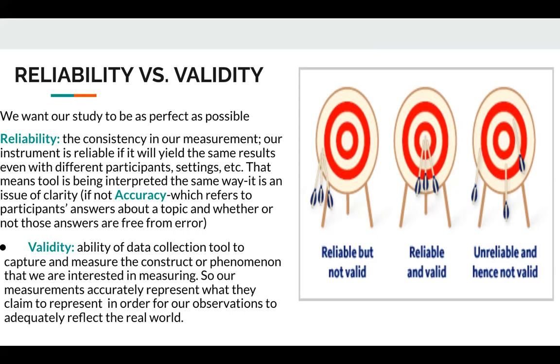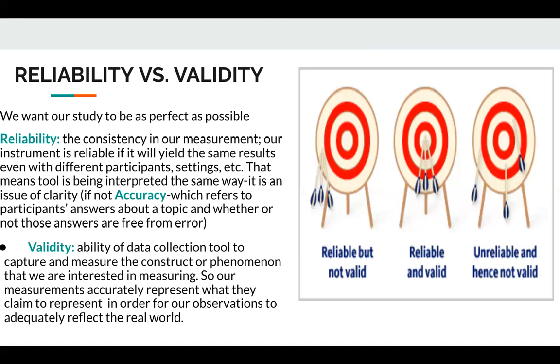So if this is confusing to you, I feel like the best way to remember it is this little image here. What is this? Like darts or arrows, right? Bullseye. So, reliable isn't necessarily valid. So valid is the bullseye. You're hitting the truth. You're hitting the accurate depiction. Reliable is you hit it consistently.